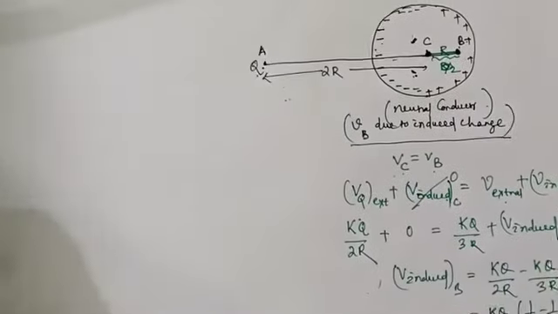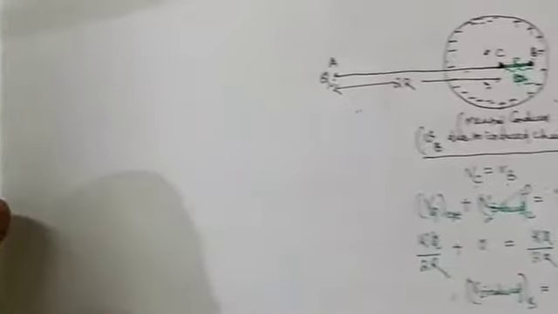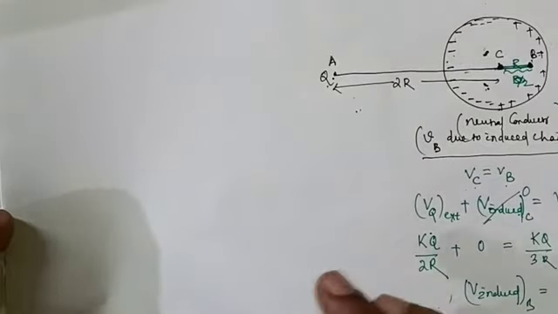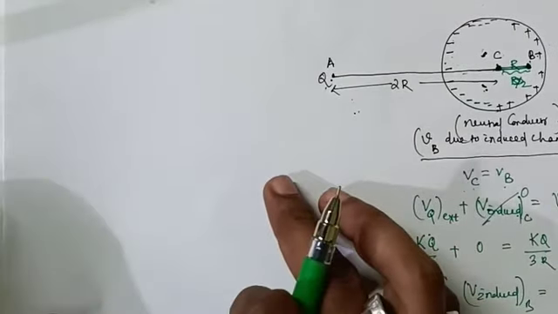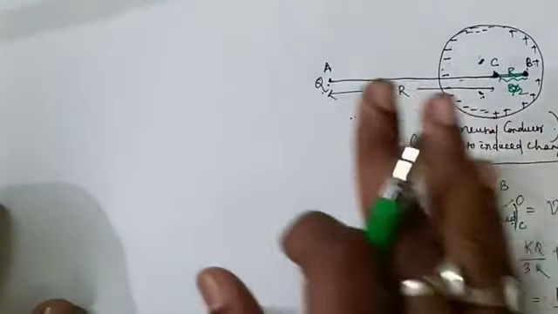This is the fifth property that we have discussed: the electric field due to induced charges is the negative of the electric field due to the external charge. This is one concept based on that.